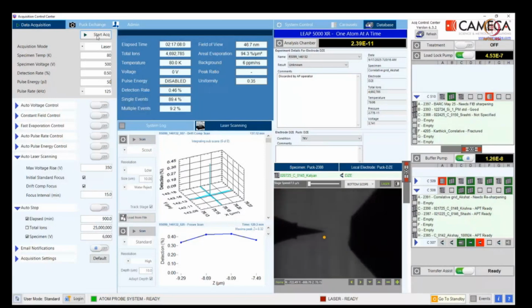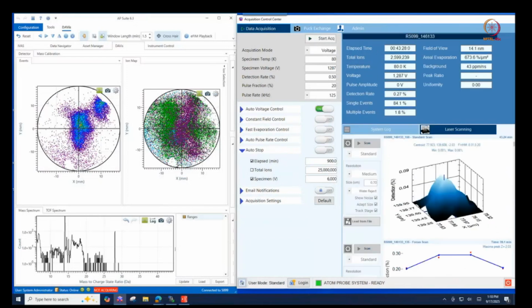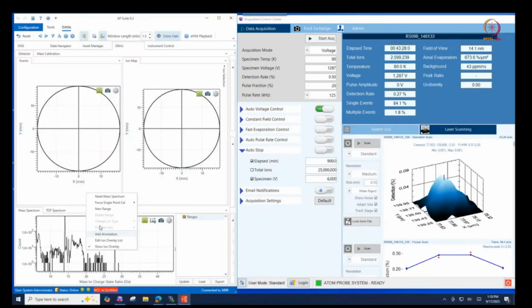So I'll move my window, and you can see that I have kept two windows on my screen. The left window is the AP Suite window, which shows live data as it's getting acquired.